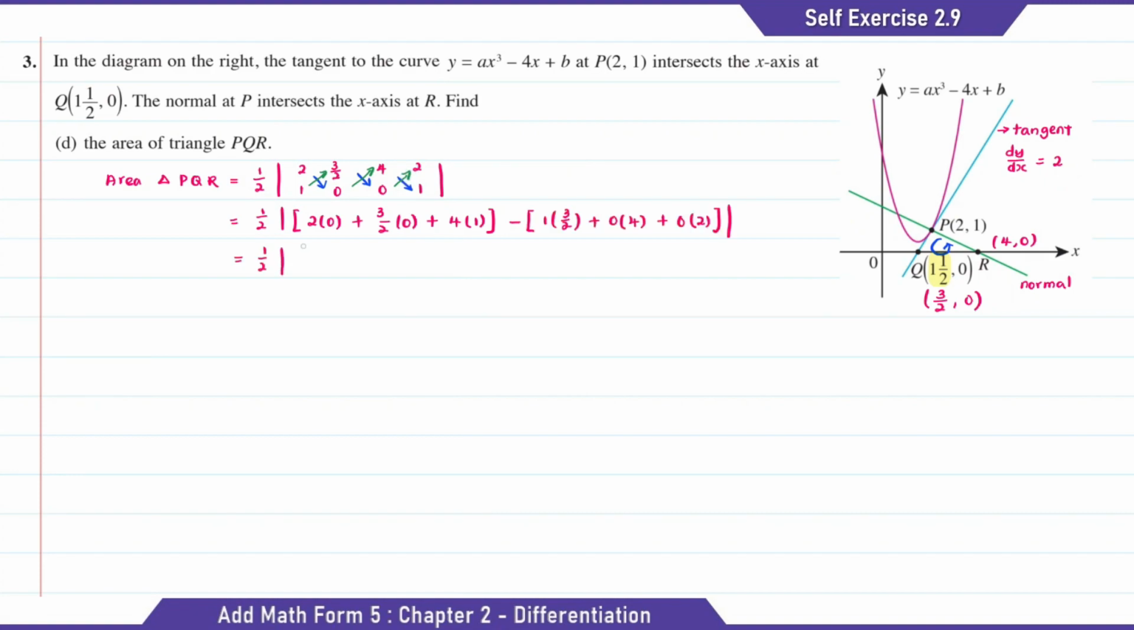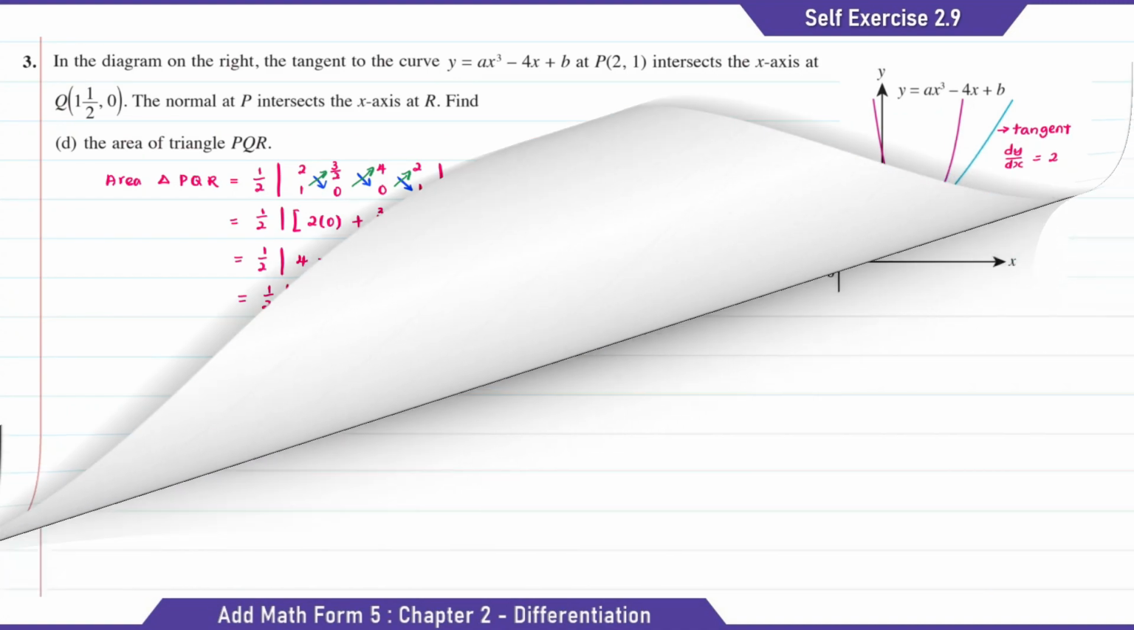This will be 1/2 (4 minus 3/2). This will be 1/2 times 5/2. Then the answer will be 5/4, or 1 and 1/4.